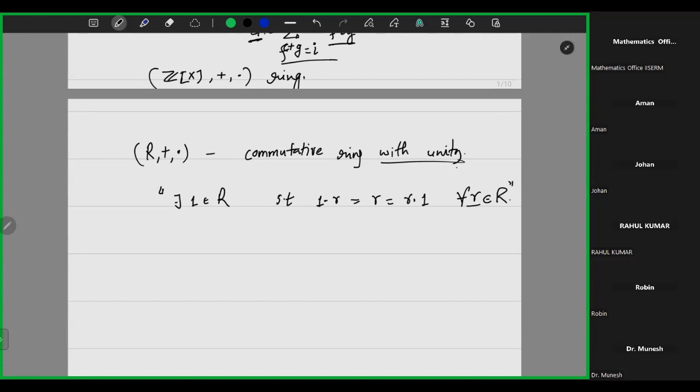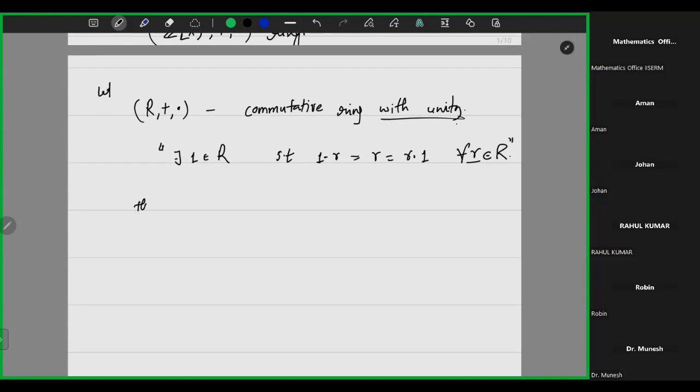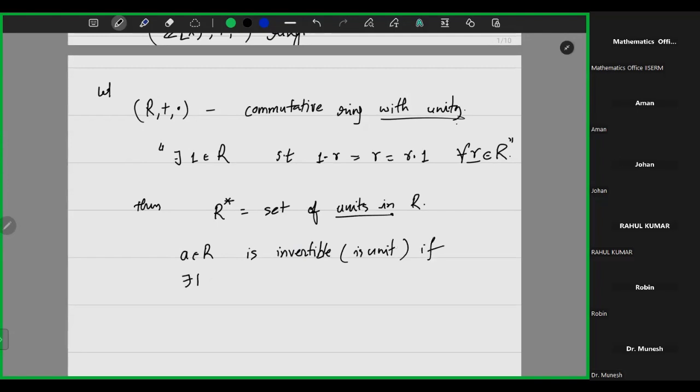Let R be a commutative ring with unity, then R star is the set of units, or the collection of units in R. Units in R means those elements of R which are invertible in R. Let me explain that. a belonging to R is said to be invertible, or is a unit, if there exists b in R such that a into b is equal to 1, which is the unity or identity of R.